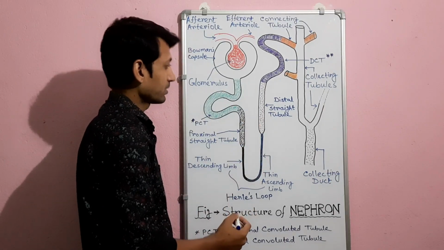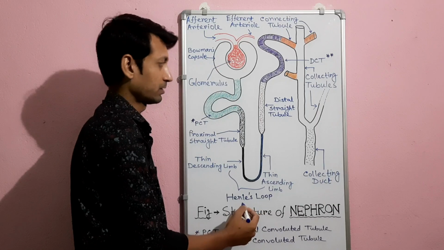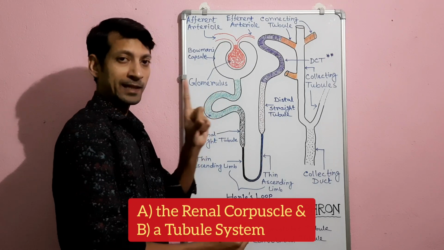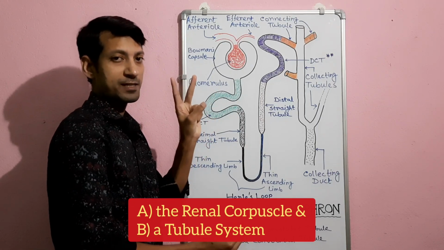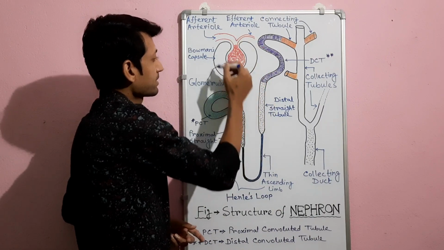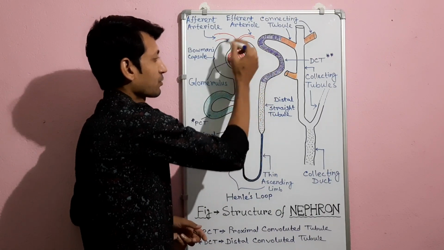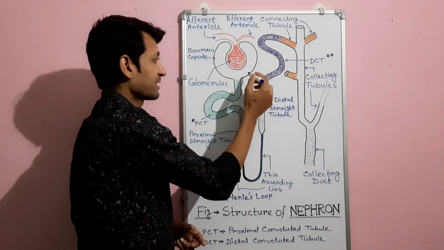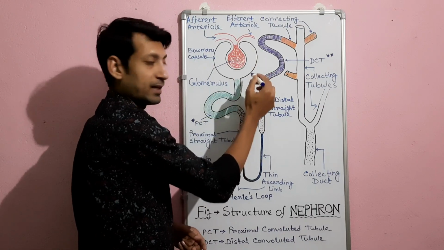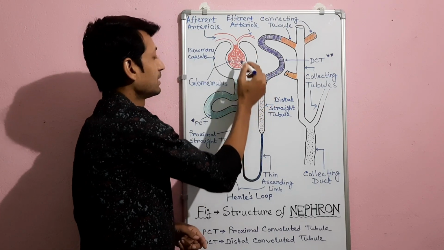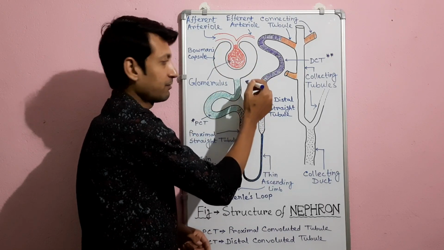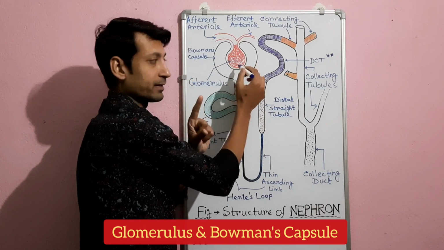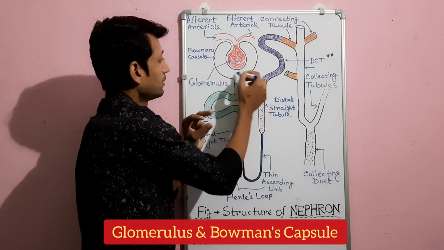Here I have drawn a very simple picture of a nephron. The nephron consists of two parts, the renal corpuscle and a tubular system. This round-shaped region is called the renal corpuscle. It is always present in the cortex region and it represents the beginning of the nephron. This renal corpuscle consists of two parts. One is the glomerulus and number two is the Bowman capsule.